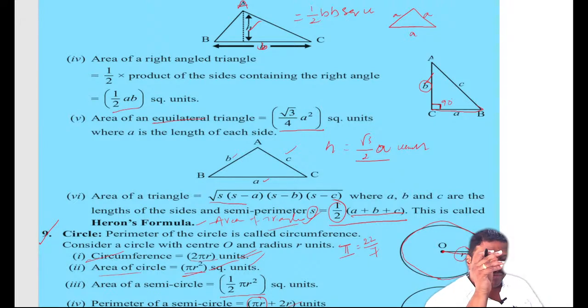And semicircle. Semi means half of the circle. Semi means what? Half of the circle.